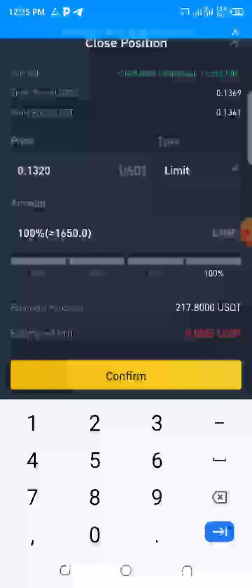That means I will lose $8 from this trade if the market ever gets to 1320. That is what I'm able to lose. That is why this is more of like a stop loss in your futures. I can press confirm.